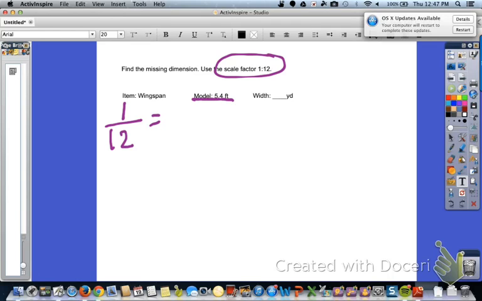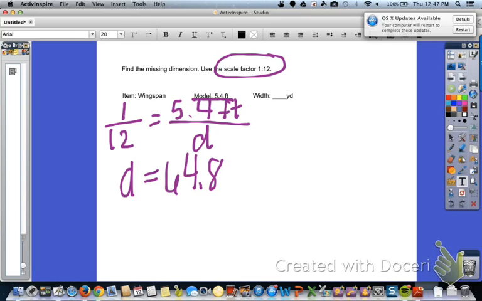And we are going to place it on the top of the proportion because we know that the model distance always goes on the top and the actual distance always goes on the bottom. Well, we are looking for the actual distance, so we are going to put D on the bottom where D stands for distance. Now we are going to cross multiply. 1 times D is D, and 12 times 5.4 feet is 64.8.